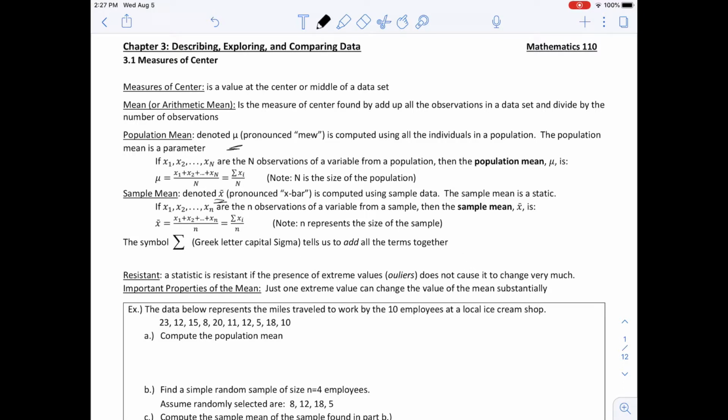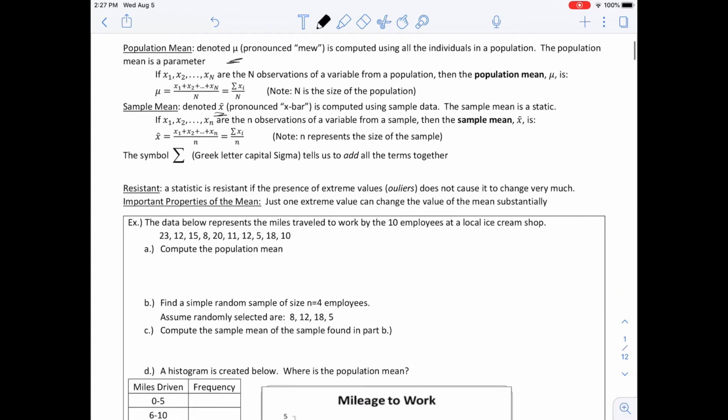They are calculated identically. However, for a population mean, we will be using the population size, capital N, and for the sample we will be using just a sample size, which is lowercase n. The symbol sigma is a Greek letter, and it tells us to add up all the terms together.